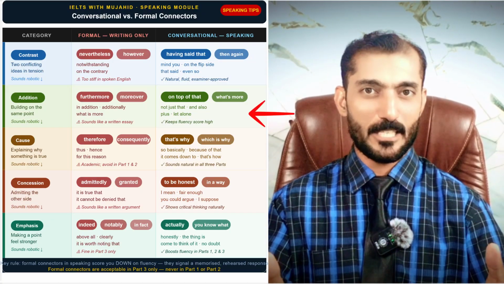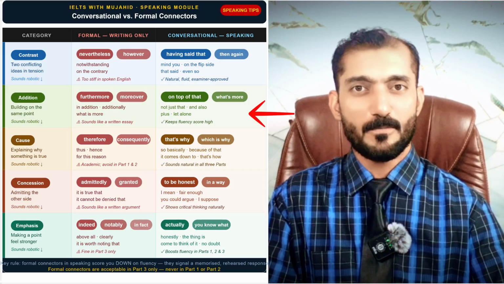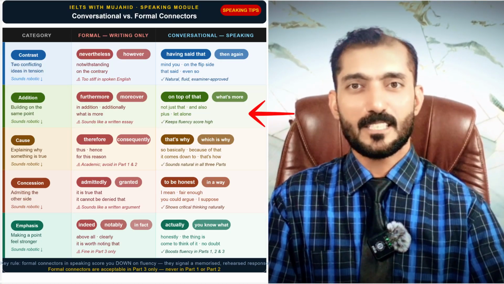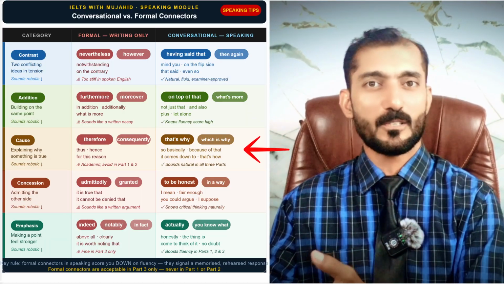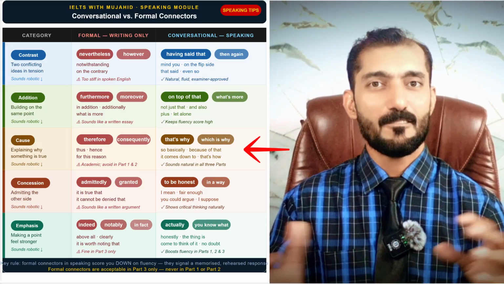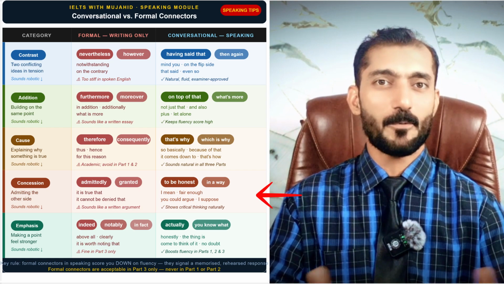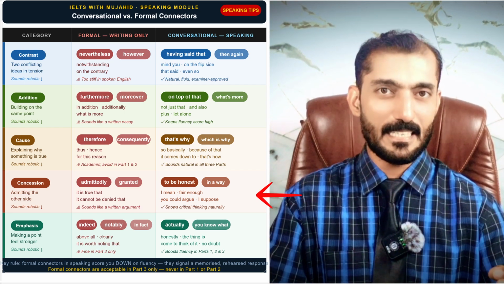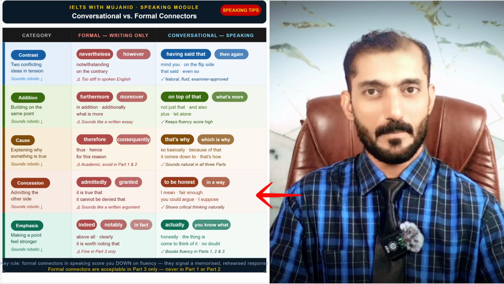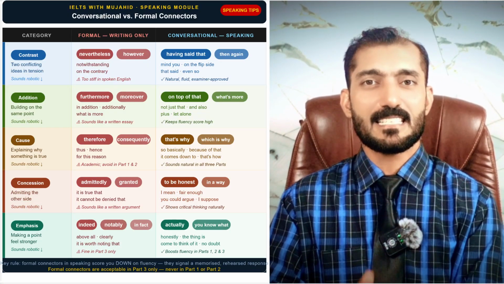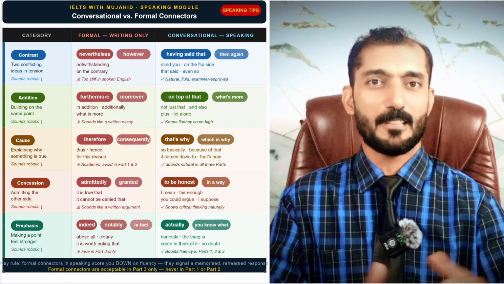When you need to add information, skip furthermore or moreover and use on top of that, what's more, or not just that. For explaining causes, swap therefore or consequently for that's why, which is why, or so basically. And if you are conceding a point, rather than saying admittedly or granted, go for natural openers like to be honest, I mean, or in a way. Using these conversational alternatives will make your speech sound much more genuine and fluent.